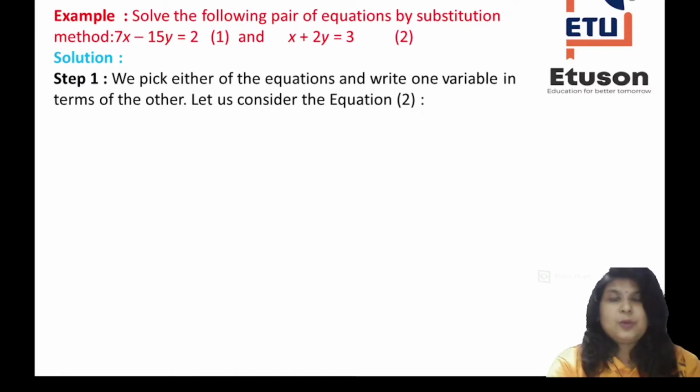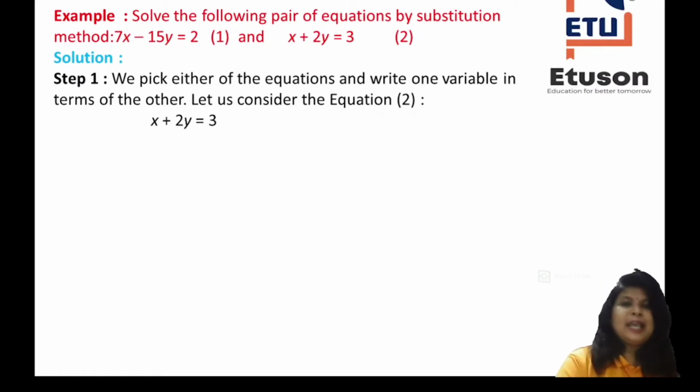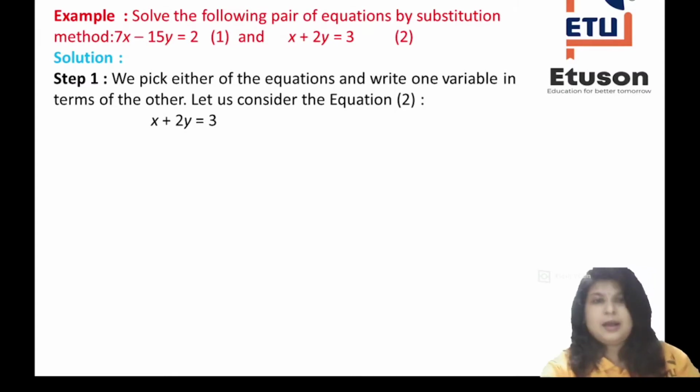Okay. So what is your equation 2? It is x plus 2y is equal to 3. Correct or not? It is x plus 2y is equal to 3. Now what do we have to do? Now we have to represent one variable in terms of the other variable.